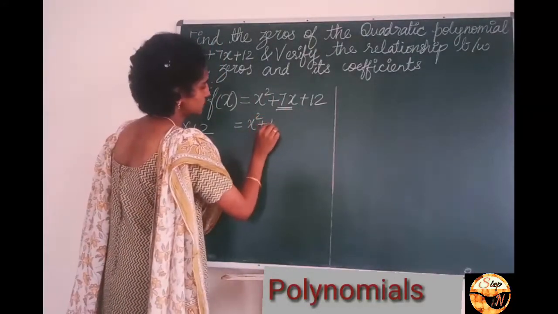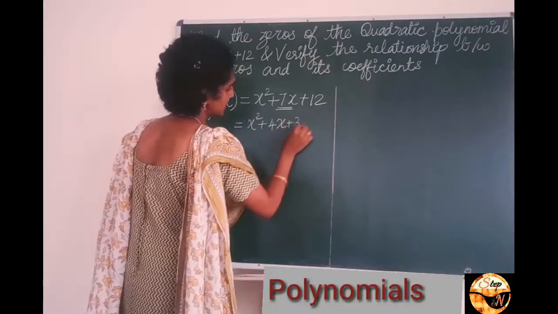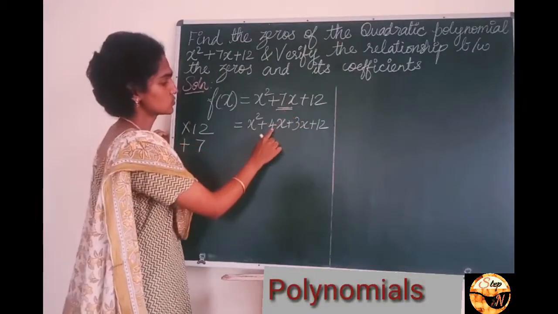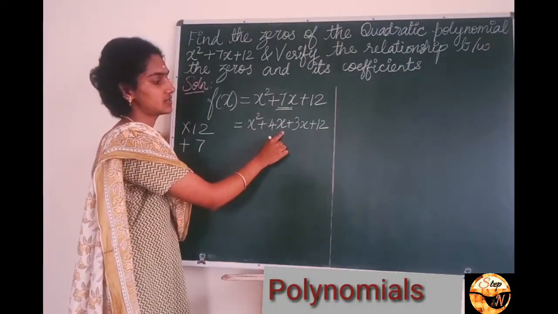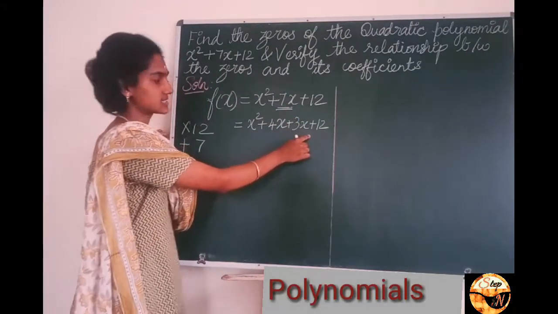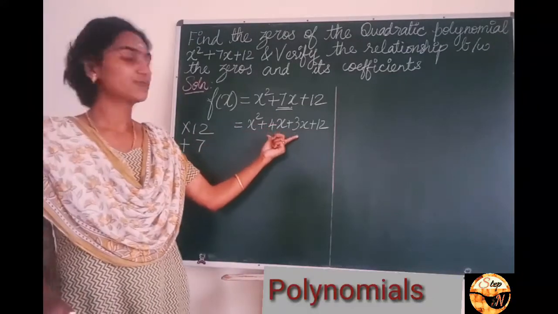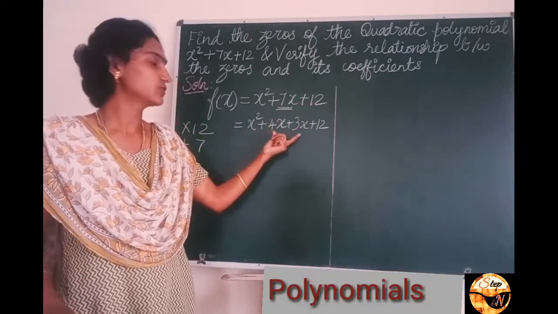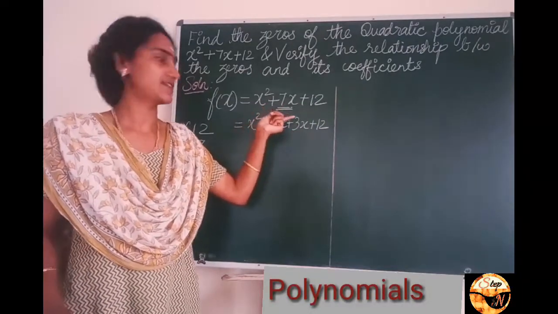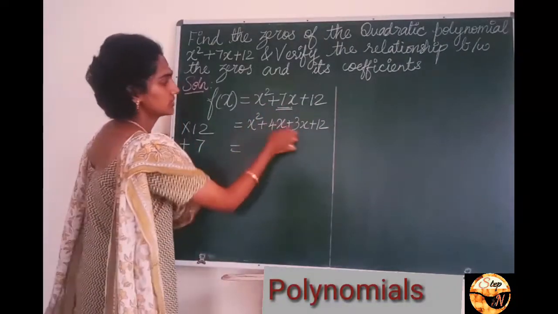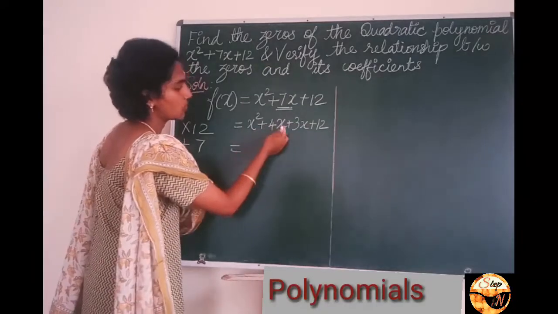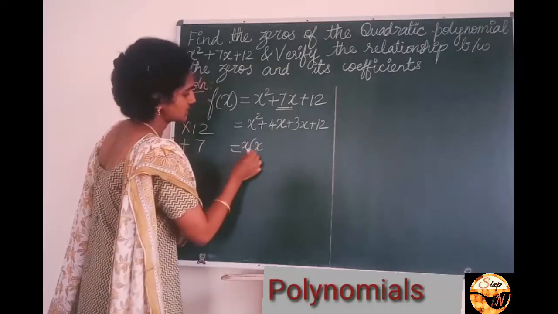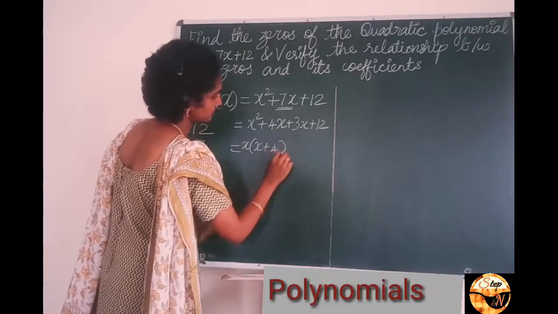x square plus 4x plus 3x plus 12. Here there is x, so you have to write it as 4x plus 3x. That is, while multiplying 4 and 3, you are getting 12, and while adding 4 and 3, you are getting 7. Here you can write the common terms outside. That is, x into x plus 4.